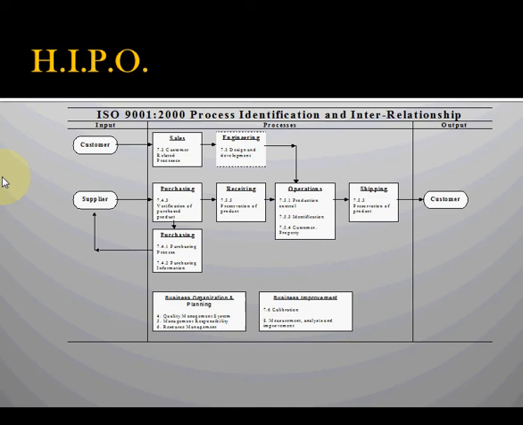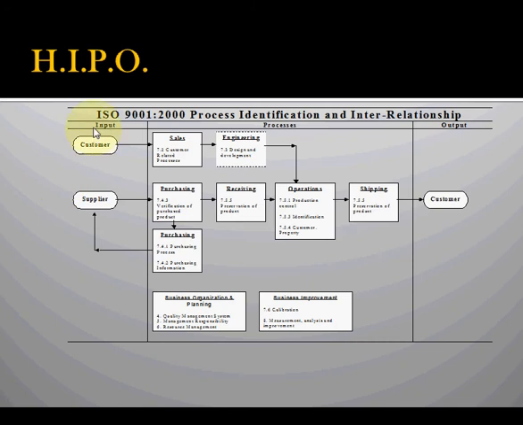Another flowchart that can be used is what's called a HIPO, otherwise known as a hierarchical input process output chart. This was developed by IBM back in 1965, and what I've done is flowcharted the ISO 9001-2008 standard here.